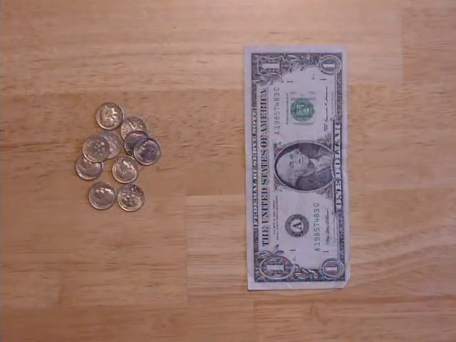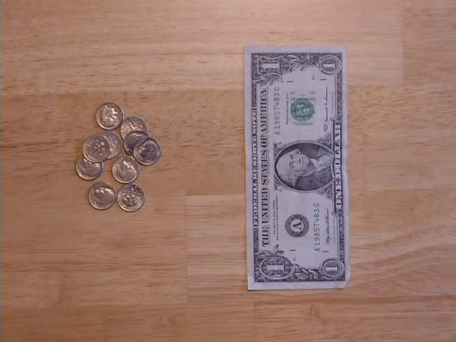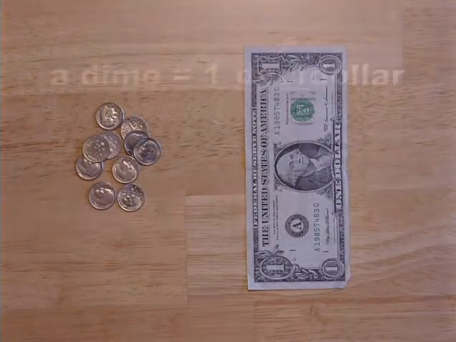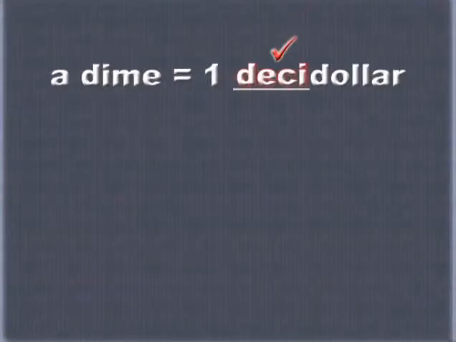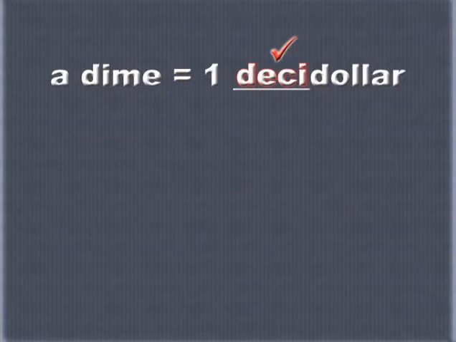Now that you understand that one, take a centisecond, take a whole second, to think about this question. What metric prefix would be used to express the relationship between a dime and a dollar? How did you do? There would be 10 decidollars in $1, just like there are 10 dimes in $1. So a decidollar would be equal to a dime.